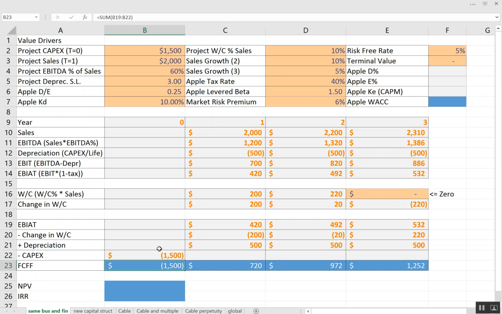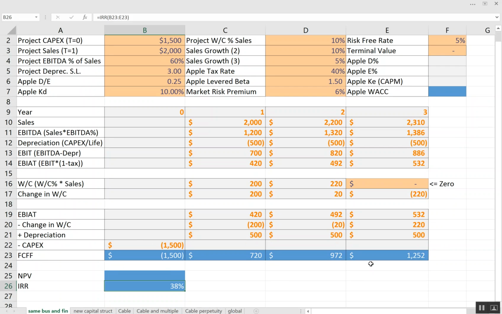We'll assume no residual value at the end. I also have a note here that one of the assumptions is there is no terminal value. It means the project completely ends at the end of the third year. So now I can calculate the NPV. However, to do that, I'm going to need a WACC. So the only thing I can calculate right now is an IRR. So I'll take the IRR of my investment, 38%.